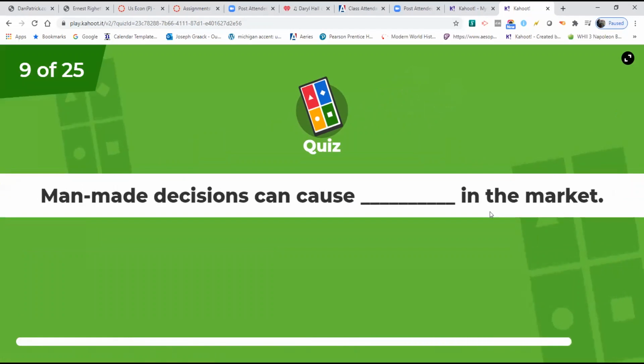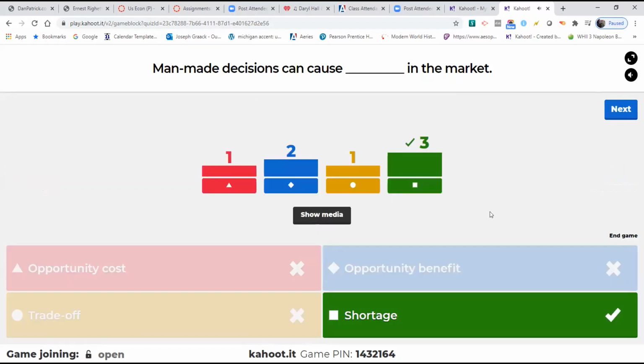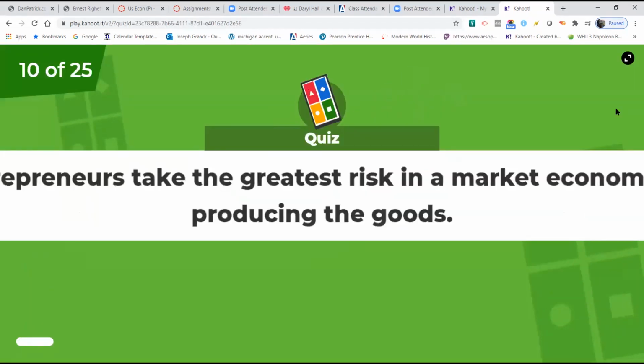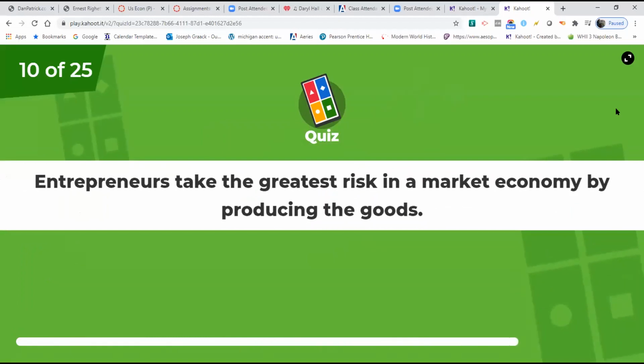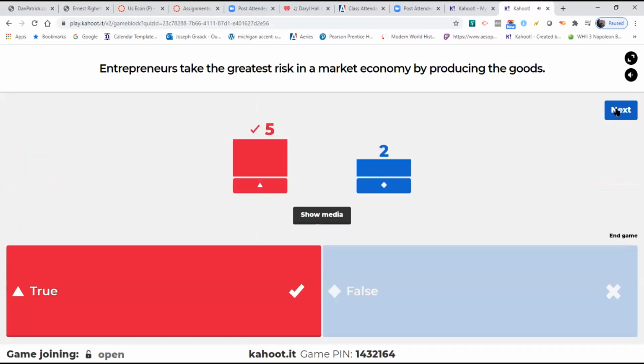All right, man-made decisions can cause what in the market? Shortage, right? Man-made decisions can cause a shortage in the market. Look at that, Antonio, three in a row. All right, entrepreneurs take the greatest risk in a market economy by producing the goods. Is that true or false? That is true. Entrepreneurs take the greatest risk.